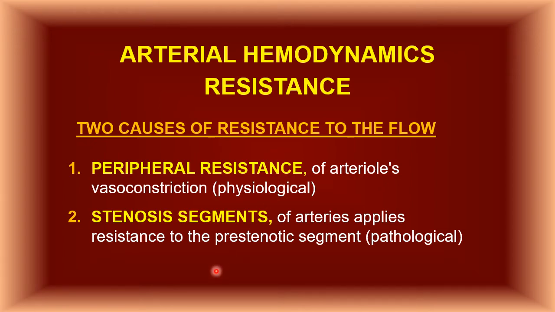But sometimes we have pathological resistance, and this is called stenosis, where you have an artery with pathological narrowing. Again, this is another resistance to the flow. This resistance is called the stenotic resistance, and we'll come to this when discussing stenosis as a factor in resistance to the flow.